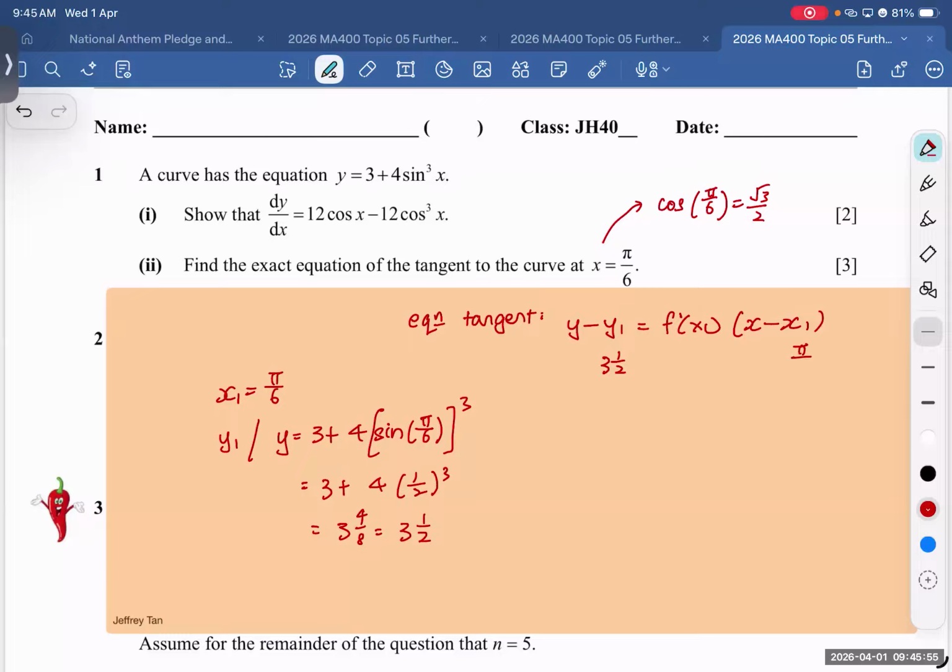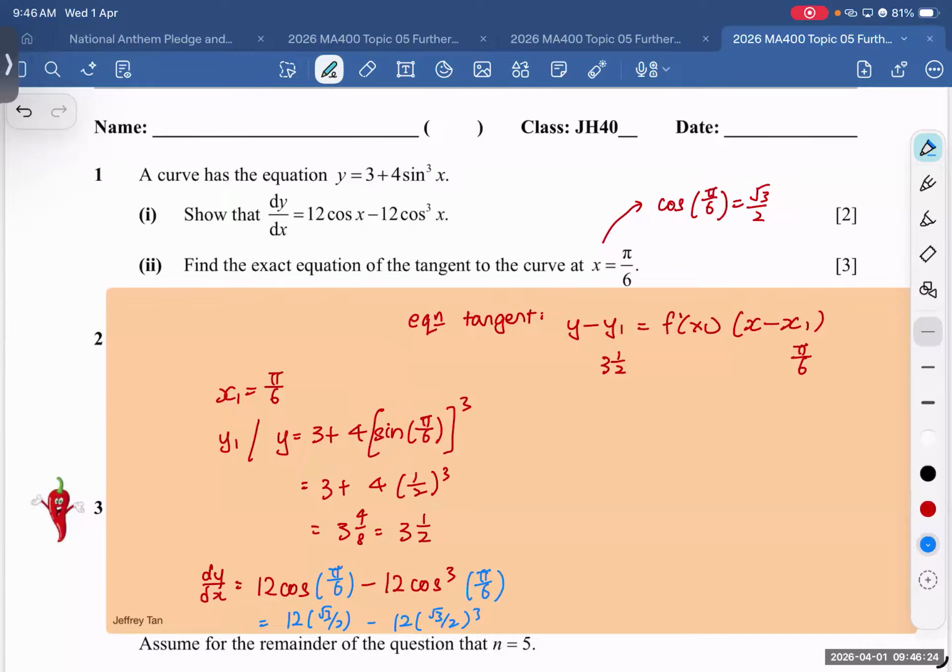This is pi over 6. Then you sub in dy dx. dy dx would be 12 cosine. Remember, you sub in x1 pi over 6, minus 12 cosine cube pi over 6. What does that give you? 12 of square root 3 over 2, minus 12 of square root 3 over 2 power 3.